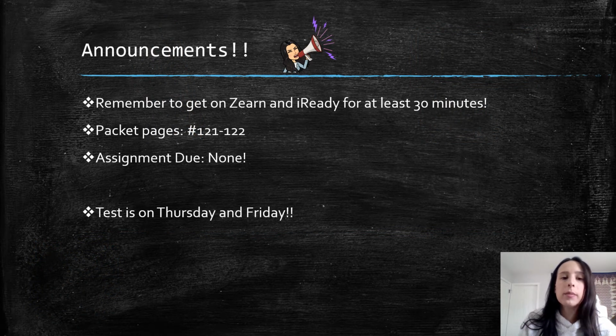Announcements. Always remember to get on Zern and iReady for at least 30 minutes. Like I said yesterday, getting on Zern will be very helpful in order to practice for your upcoming assessment. You're doing packet pages number 121 to 122. You don't have anything due today, you don't need to send me your work because I'll be going over the answers. And like I said, your test is on Thursday and Friday.